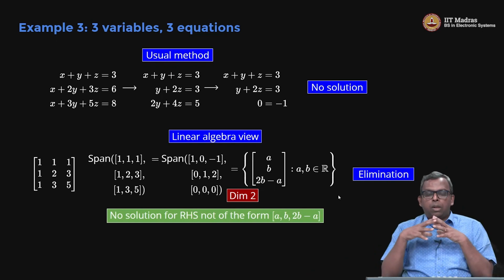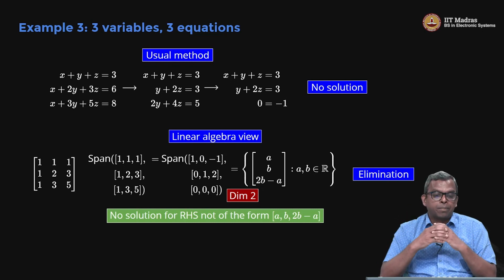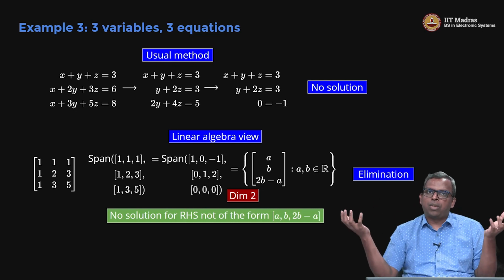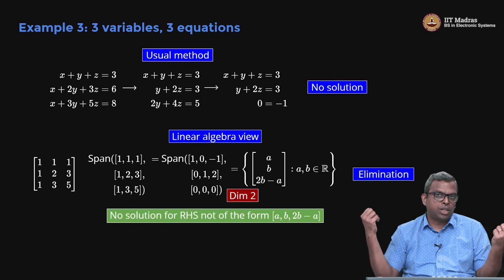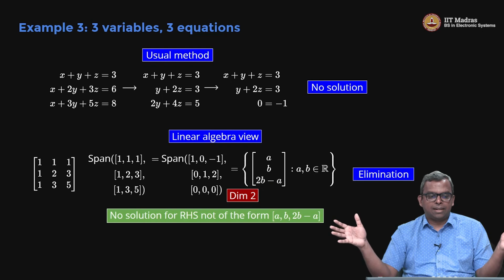So I want you to think about a few things that we did here. We took a 3 by 3 system of linear equations, a simple system, and solved it by some means. We got 3 different types of answers. In one case you got a unique solution, in one case you got infinitely many solutions, and in the final case you got no solution. So these were the 3 cases.